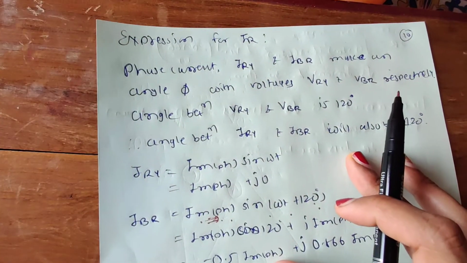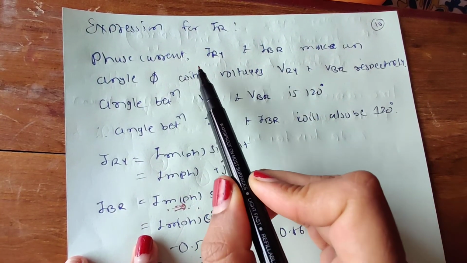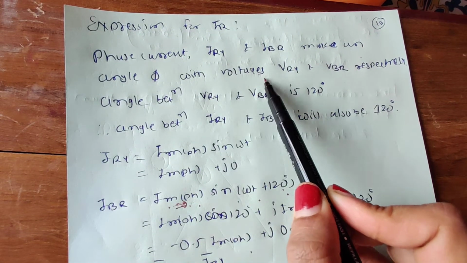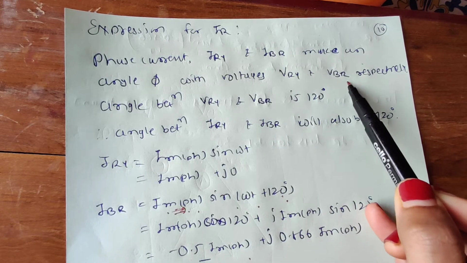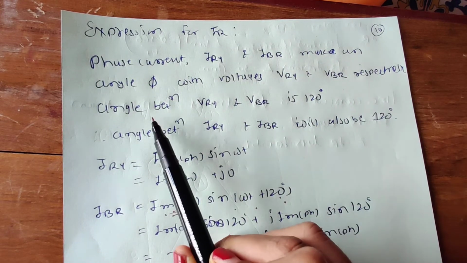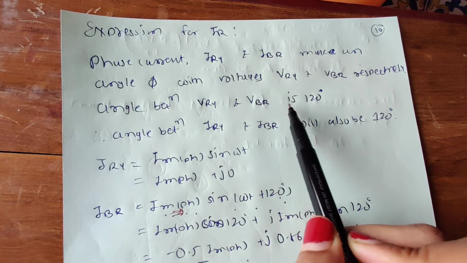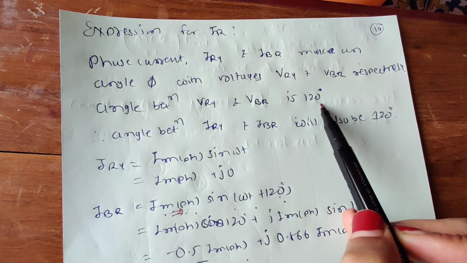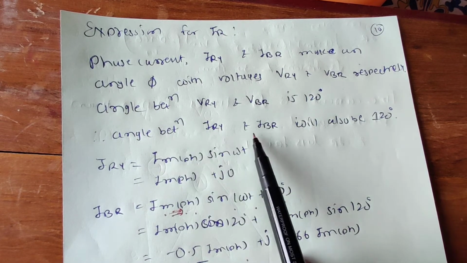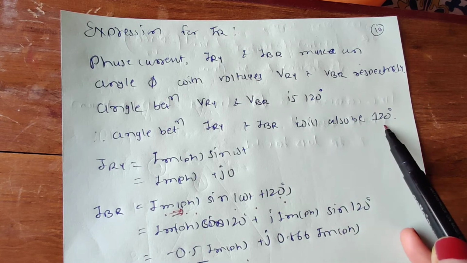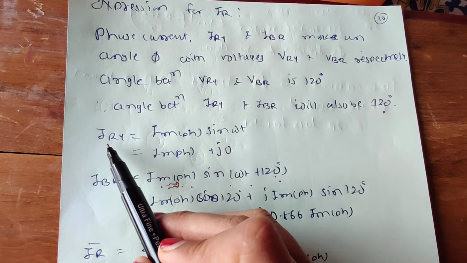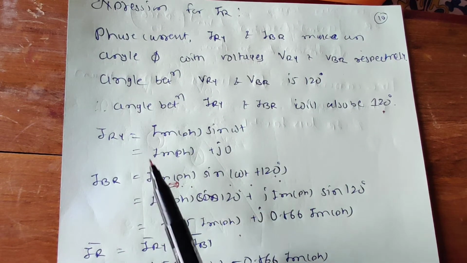To derive the expression for I of R, the phase currents I of RY and I of BR make an angle phi with the voltages VRY and VBR respectively. The angle between VRY and VBR is 120 degrees. Just memorize the previous diagram of a delta connected load. Now the angle between IRY and IBR will also be 120 degrees.